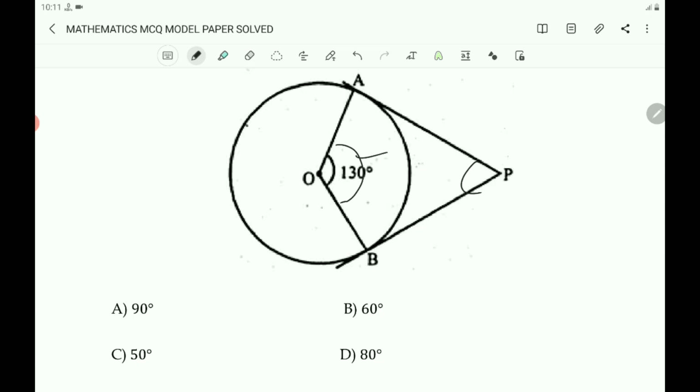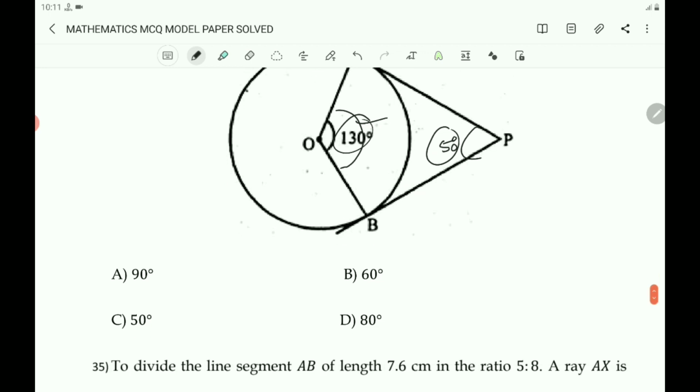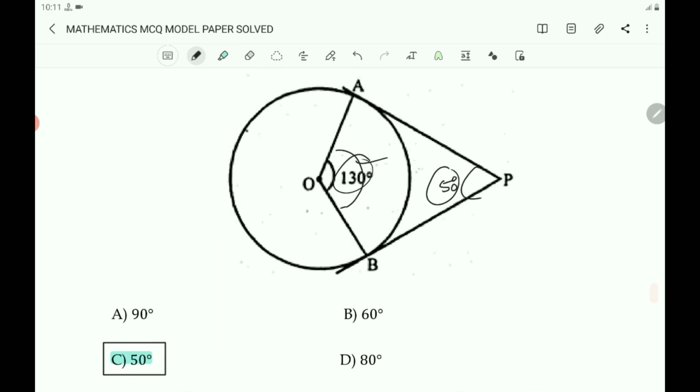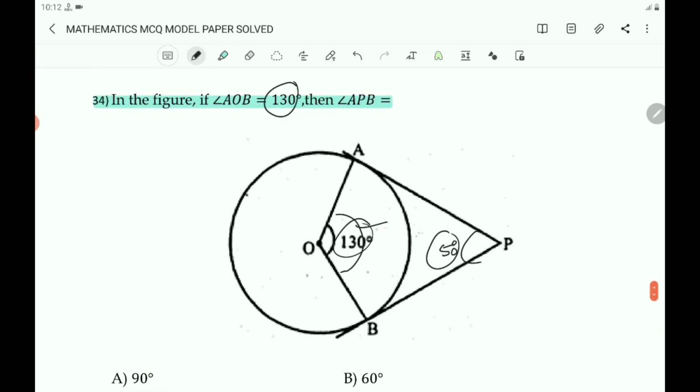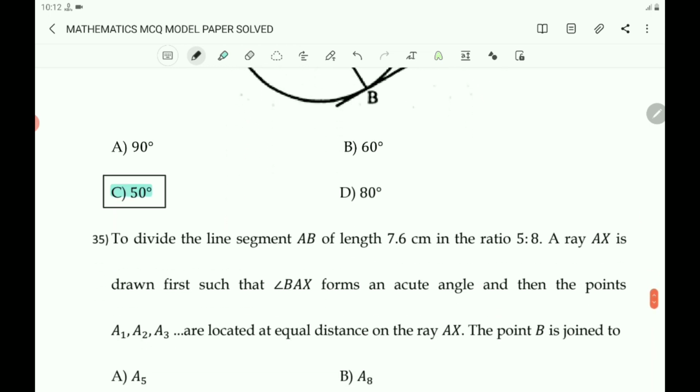180 minus this angle. So what is the measurement of this angle? That is 180 minus 130. 180 minus 130 is how much? 50 degree, because sum of this and this must be equal to 180. So 130 plus 50 degrees equals 180 degree. So what is the answer here? C. Option C is the answer. Yeah, this is 130, this is 50. The sum must be equal to 180 degree.